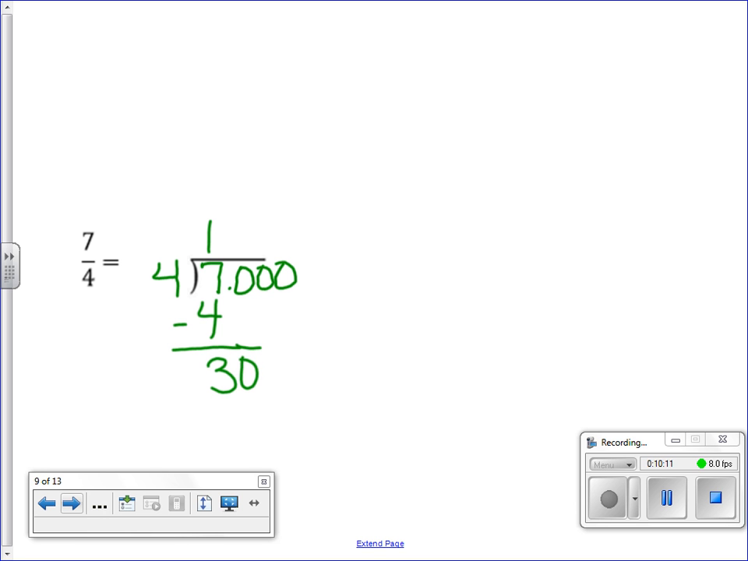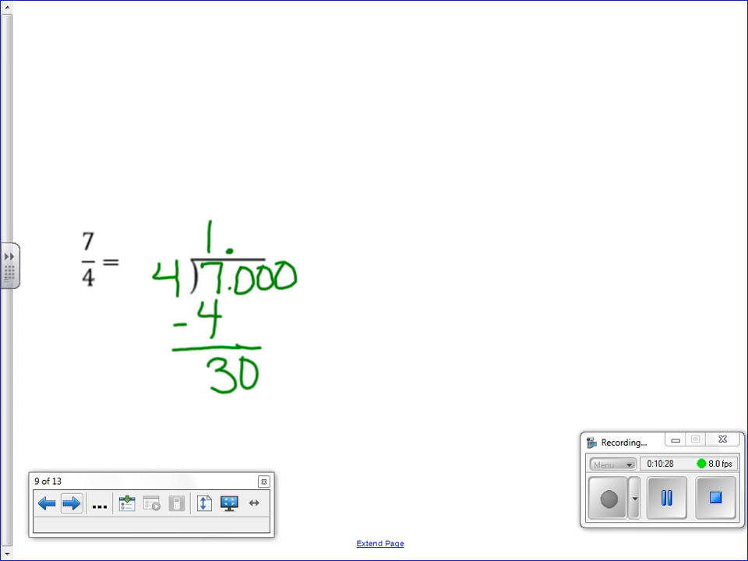I bring down a 0. 4 goes into, or I'm going to bring up my decimal here. Okay. You can always do that first if you would like. And the most important thing with all of this is that you keep your numbers lined up. If you don't keep your numbers lined up, then you could make many, many mistakes.